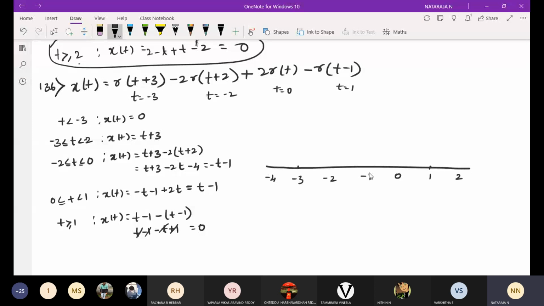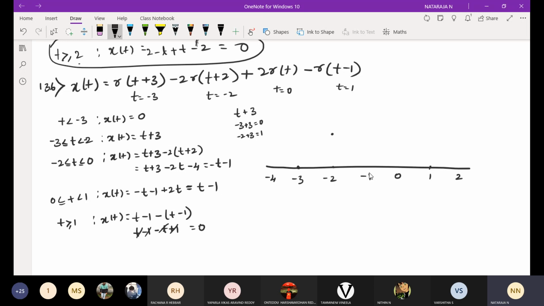Okay, now we need to check for -3 to -2. What is the equation we got? T plus 3. For this equation, first substitute t is equal to -3. -3 plus 3 will get 0. Second one, we need to substitute -2. -2 plus 3, what is the value? 1, sir. So at -3 it is 0, at -2 it will be 1. Am I right? Yes, sir.